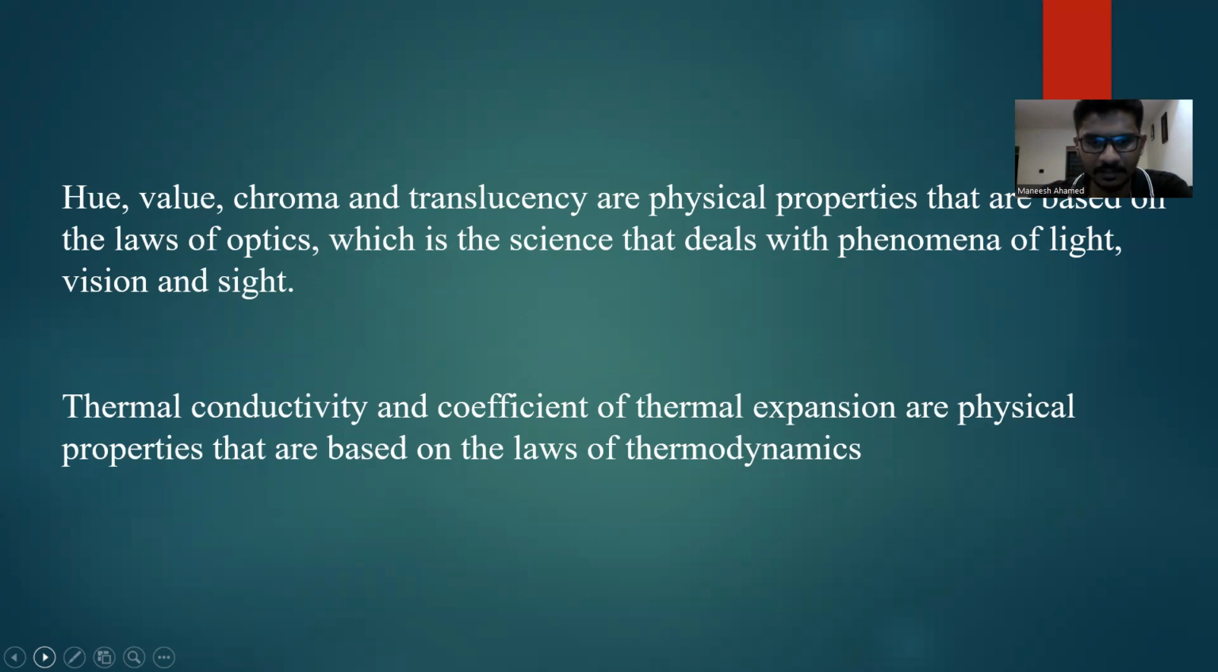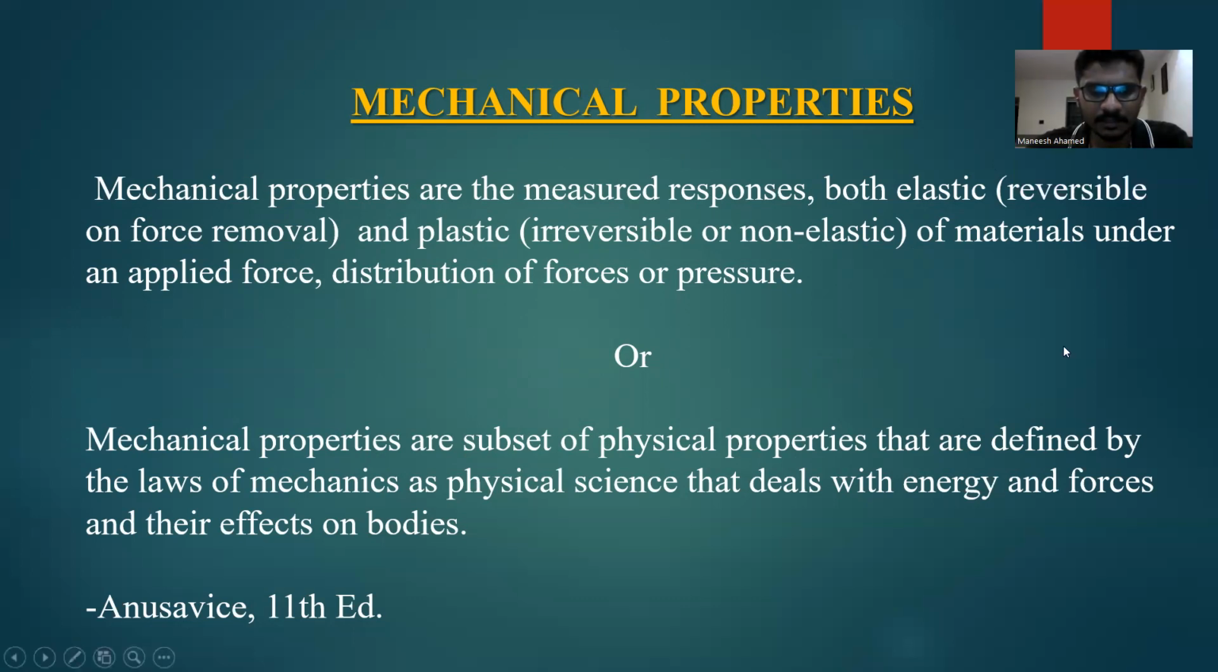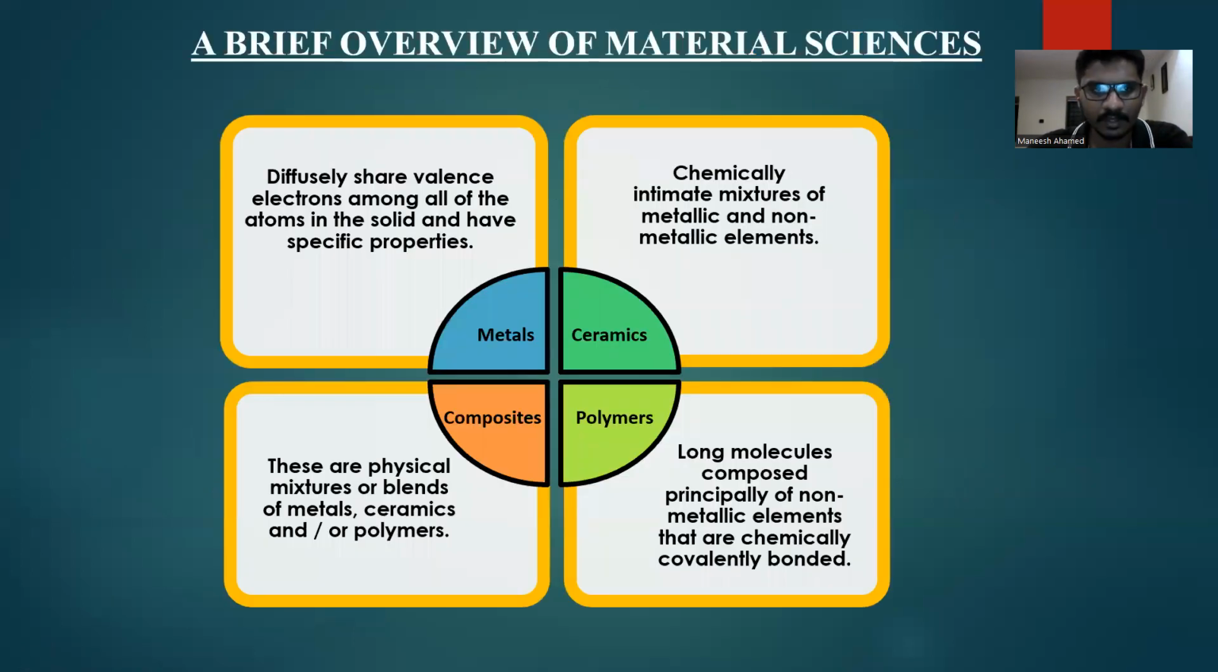for its designated use. And what are mechanical properties? Mechanical properties are measured responses, both elastic and plastic, of materials under an applied force, distribution of forces, or pressure. Mechanical properties are otherwise defined as a subset of physical properties that are defined by laws of mechanics, the physical science that deals with energy and forces and their effects on bodies.